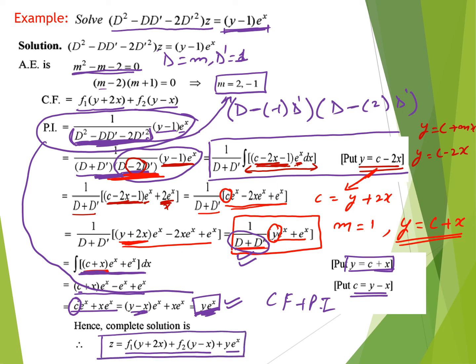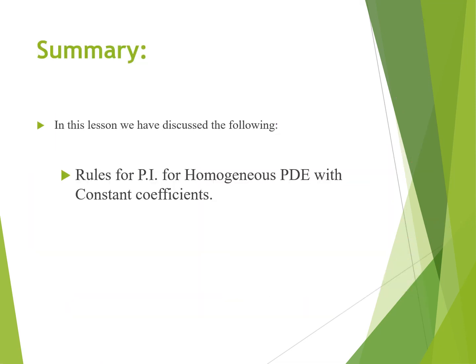So this is the summary of this video lesson. In this lesson we have discussed two rules of PI for solving the homogeneous partial differential equation with constant coefficients. One of the rules is the general method.